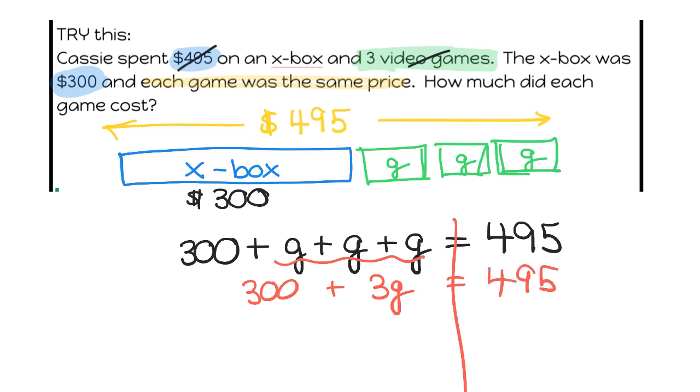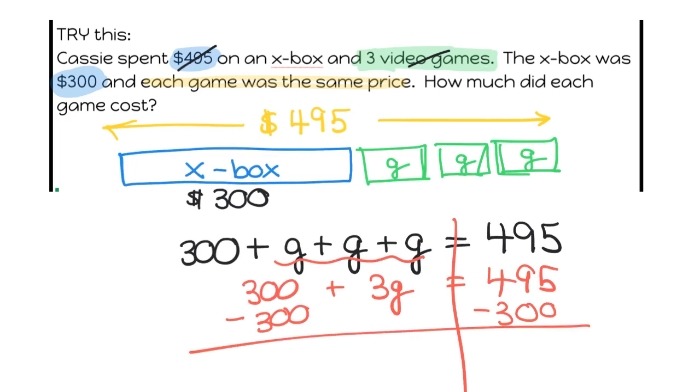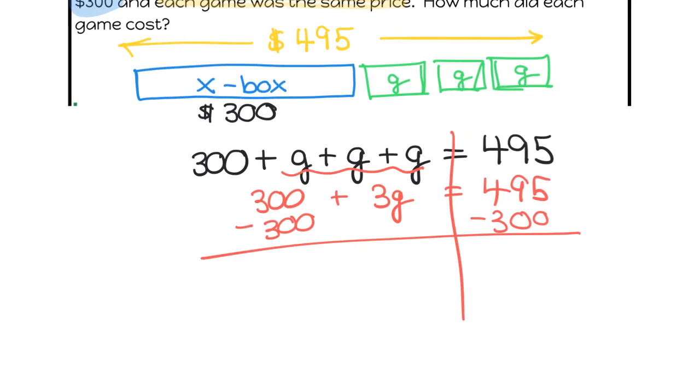I'm going to undo. The 300 is adding to the 3G, so I am going to subtract 300 from both sides. A little bit running out of room here. And I end up with 3G, because this will cross out, equals 195.